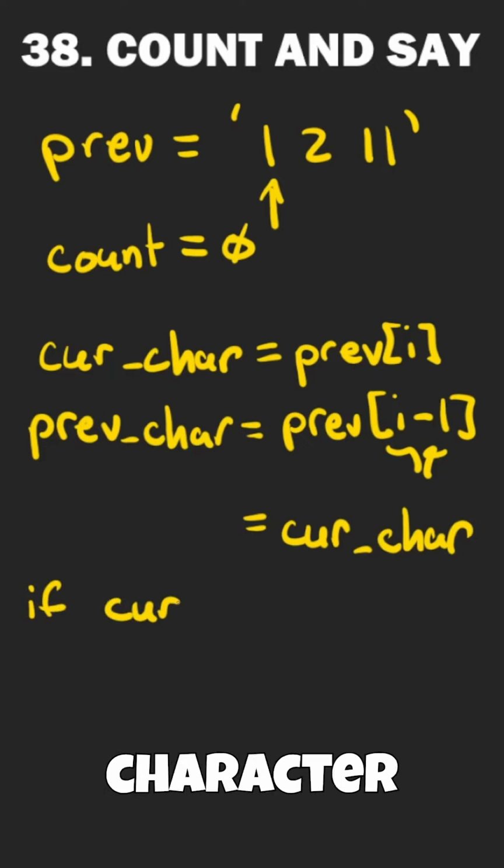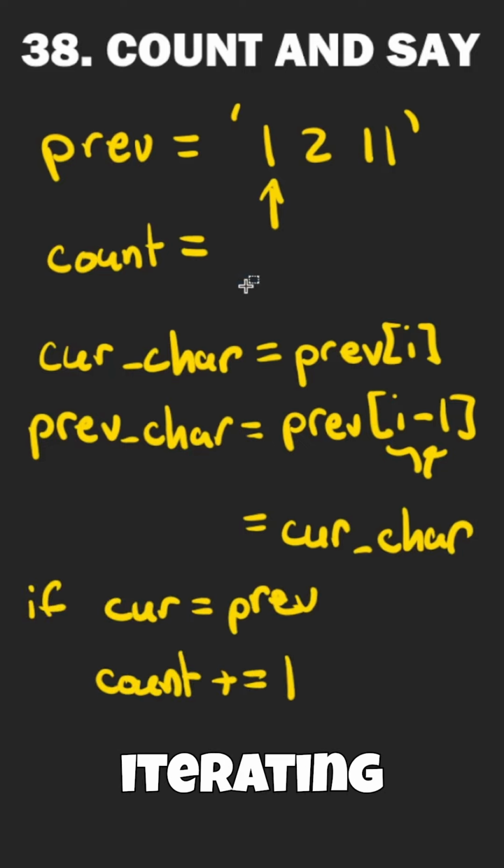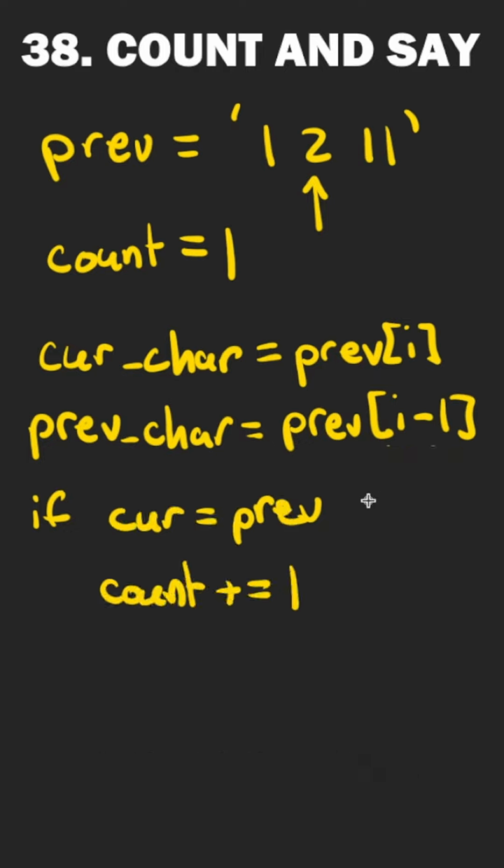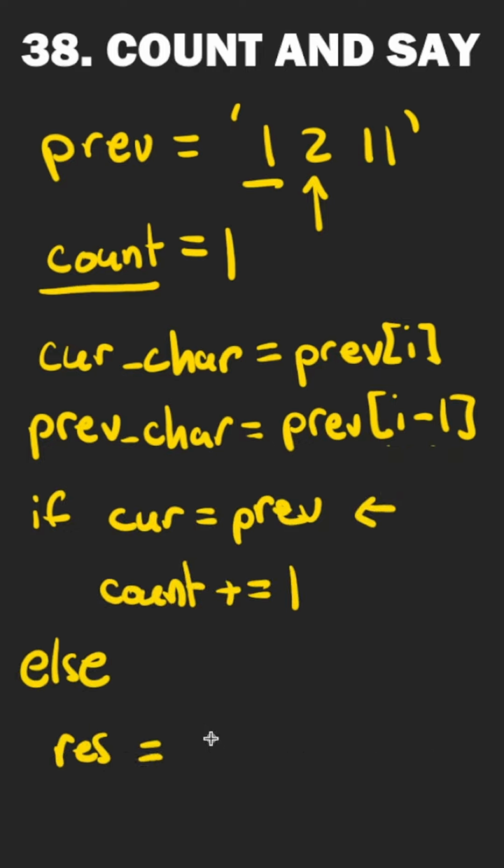special case. Now if the current character equals the previous character, we want to increment our count and continue iterating through the string. Once we reach a character that is different to the previous, we want to write out the count and the value of the previous digit into our result, then reset our count back to 0.